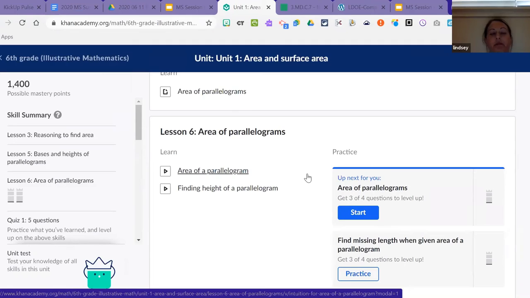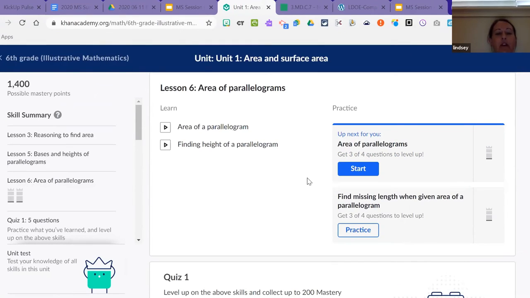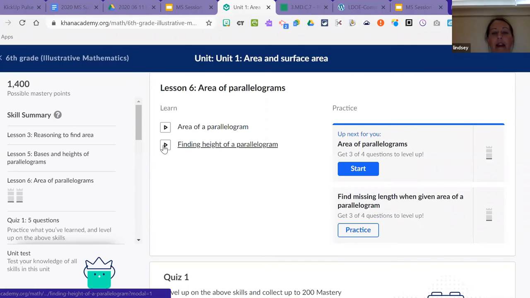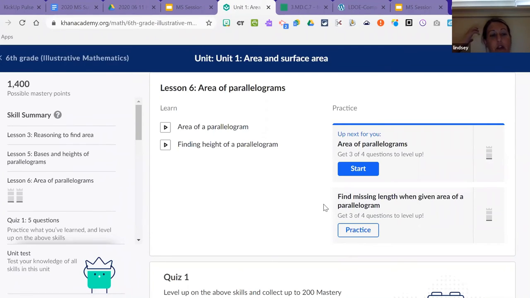Okay, awesome. So here, if you look at lesson 6, you can see on the left-hand side where it says learn, they have a little play button. So these are videos. And then on the right-hand side, they have practice, which is just a few questions to go over what they just watched in the video. So I really plan on using this in my classroom this year just for that extra practice.